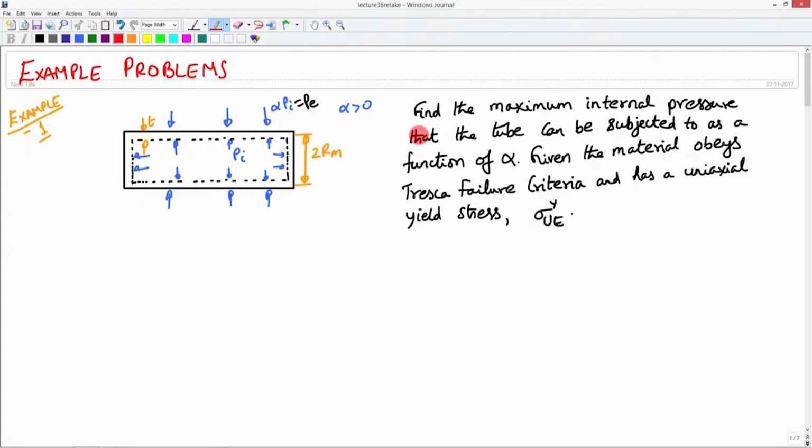The first problem that we are going to look at is a thin wall pressure vessel pressurized from inside and subjected to an external pressure P_E, which is alpha times the internal pressure P_I. This pressure vessel has a diameter of 2 R_m, where R_m is the radius of this vessel and T is the thickness of the vessel. Now, we want to find what is the maximum internal pressure P_I that can be applied, such that this body does not fail by yielding.